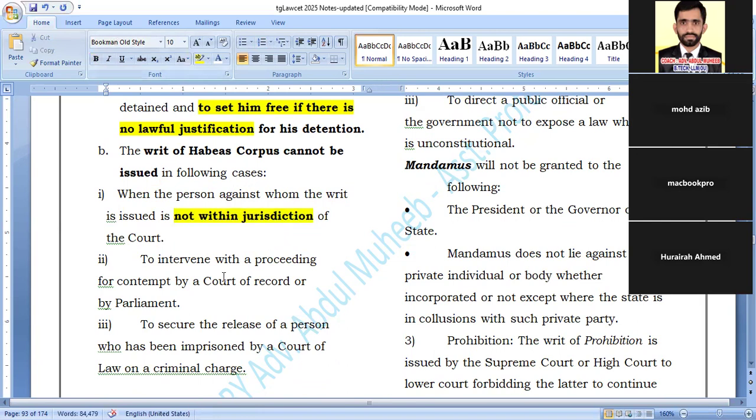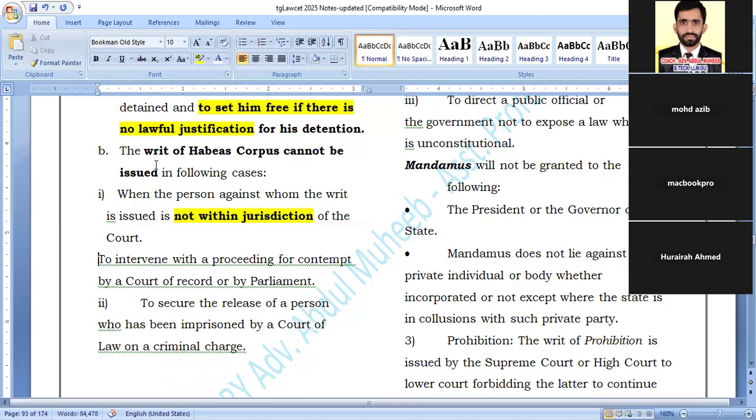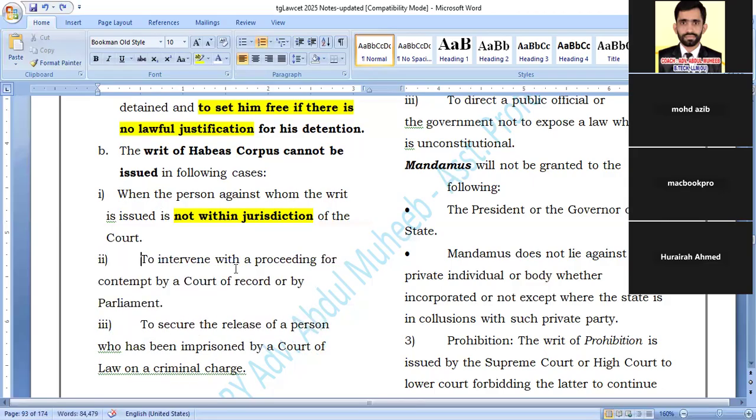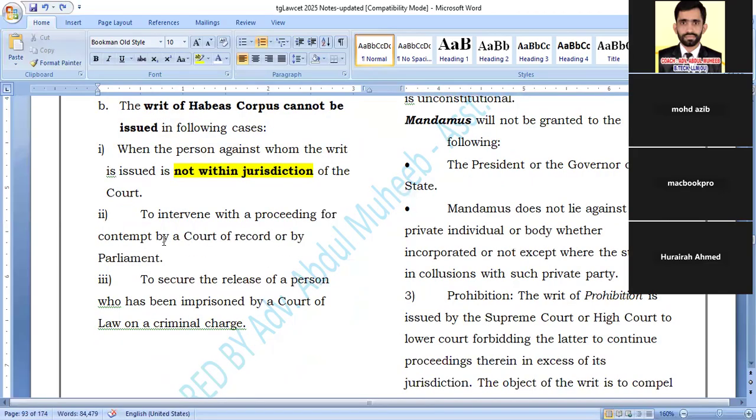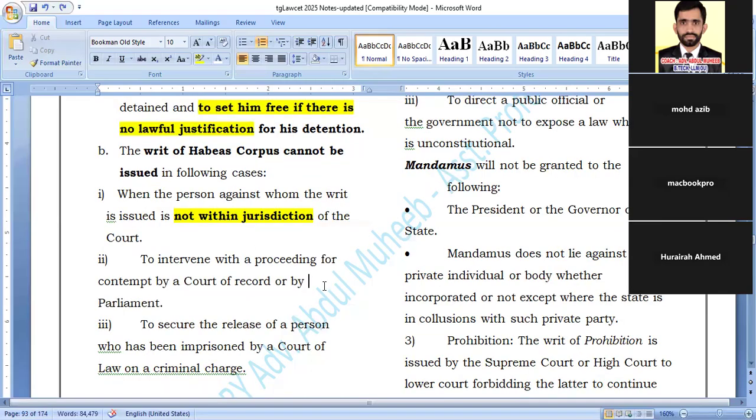Next. To intervene with the proceedings for contempt by a court of record or by Parliament. That means if some proceedings are going on, government action is going on and he has been taken, so it cannot be issued.